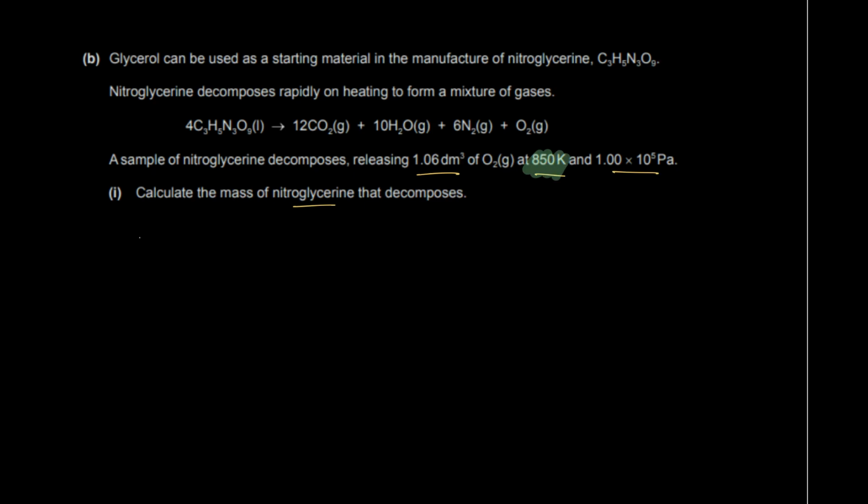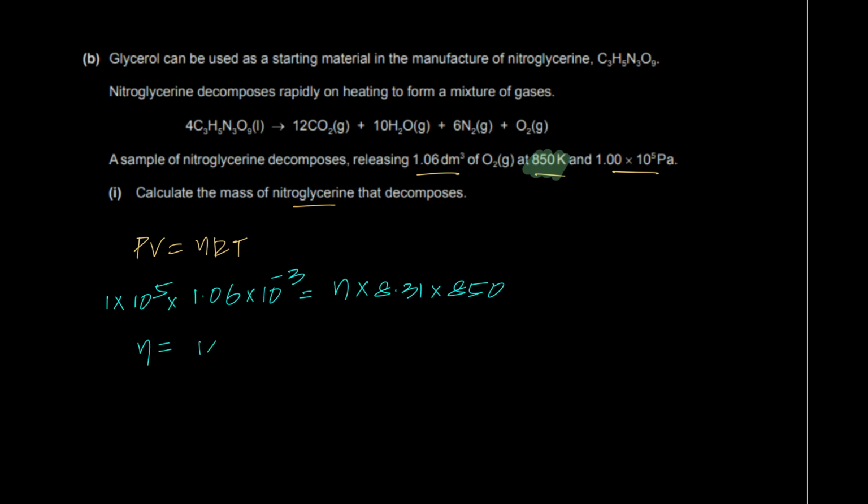So what do we do? We use PV equals nRT to calculate the moles of the gas. So pressure is 1 into 10 to the power 5, volume is given as 1.06 dm cubed, so times it by 10 to the power minus 3 to make it into meter cubed. Moles we need to figure out. R is 8.31 and T is 850 Kelvin. Please write the proper equation.